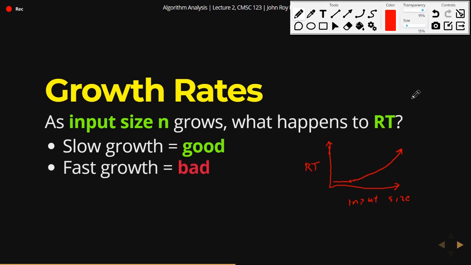But if we have a fast growth, that is bad. So for example, as we increase the input size only by a small amount, and then the running time already increases a lot, so it has a steep growth rate, this one is bad. Because even for a small input size here, the running time is already up here. Compare that to the slow growth rate, where if the input size is here, the running time is still here. So that is what we mean by the growth rate. So slow growth is good, fast growth is bad.